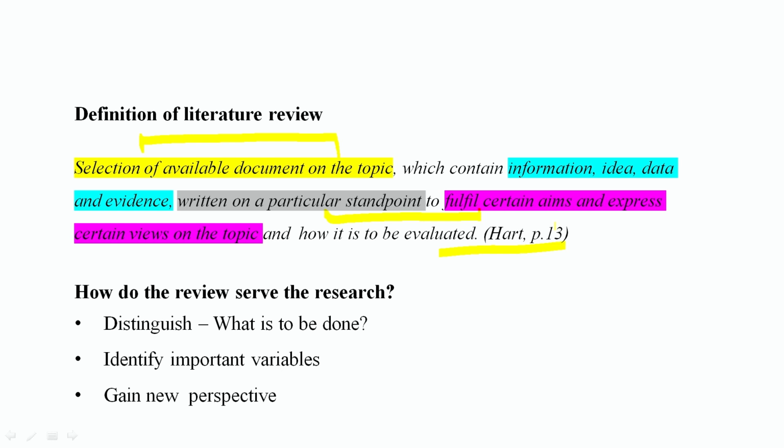So, let us see the three different aspects of review. The first one is distinguish, and the second one is identifying important variables or identifying important developments, and third one is gaining new perspective. So, what is done already and what is going on currently and what is to be done in the future. So, these three different areas which we can get insight while we are doing literature review.